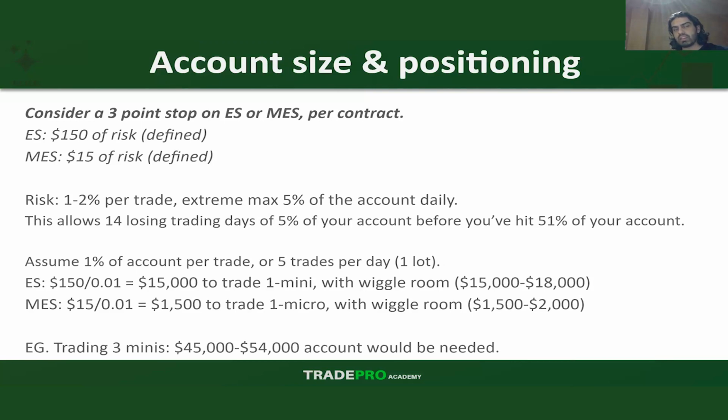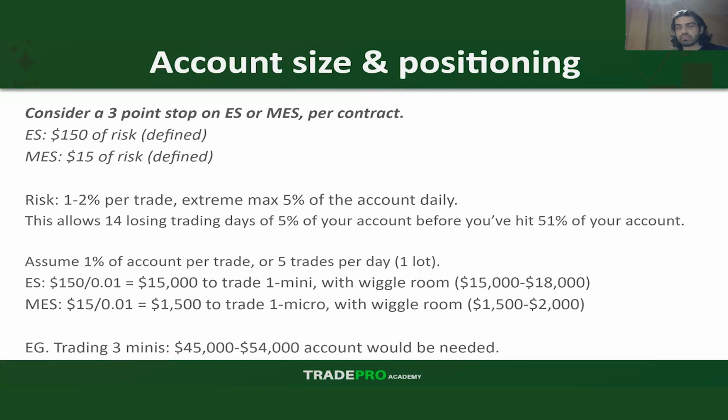So assume 1% of the account per trade, or 5 trades per day, one lots, right? Let's say the E-mini margin is $15,000. That 1% means, realistically, if you're looking at it from this perspective, you need $15,000 to $18,000 in your account to trade one E-mini, right? Which is more than the margin of Interactive Brokers, or the larger brokerages, and way, way over the margin of the discount broker.